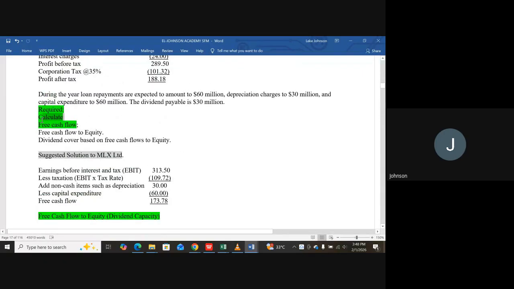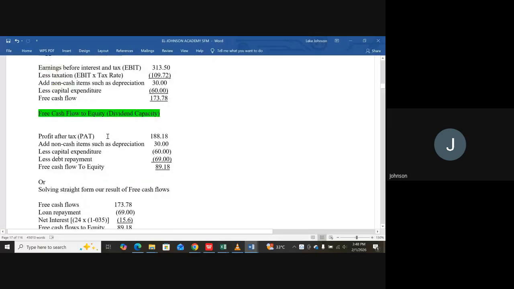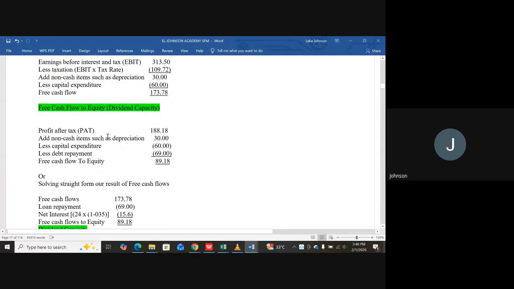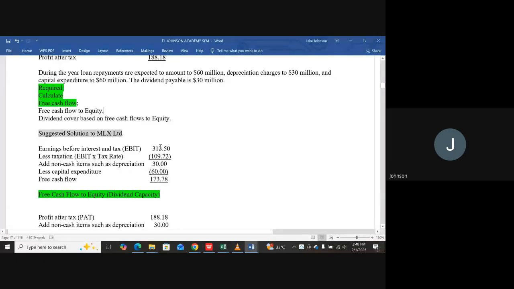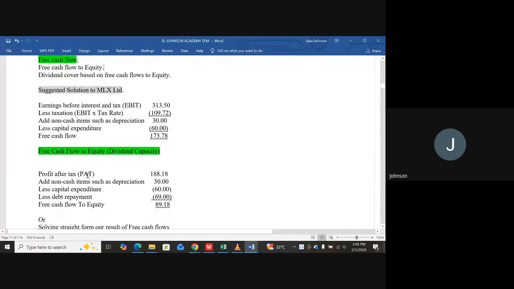Then after that, we should also calculate free cash flows to equity. Now it means only the equity holders are going to get the free cash flow. It means that you must settle everything that relates to debt. So you can also go and pick your earnings before interest and tax. Then you settle your interest because you want to pay them off.